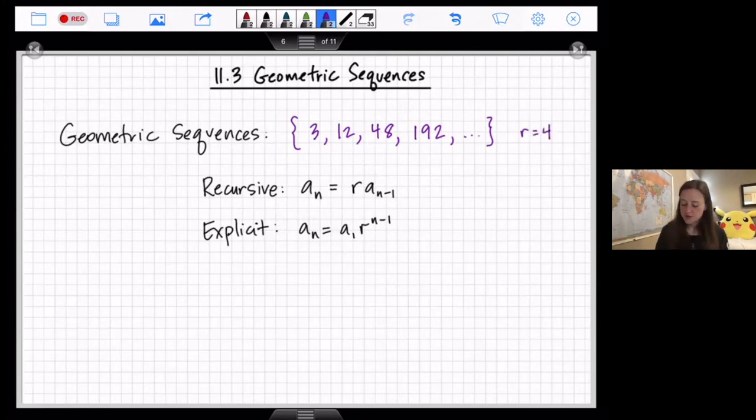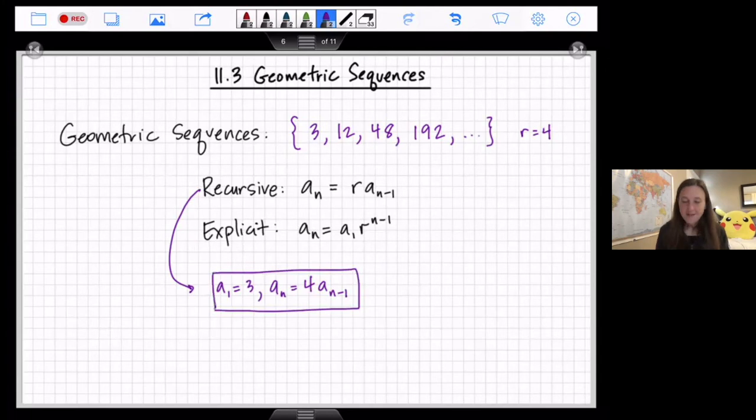The recursive formula tells us that a sub n is equal to the common ratio times a sub n minus 1. This kind of makes sense, right? This just says if you want any given term in the sequence, look at the previous one and multiply it by 4, which is how this one works. We also know that for recursive formulas, you have to list where to start the sequence. So we have to put in that a sub 1 is equal to 3. And then anybody can come along and build that sequence by using that recursive formula.